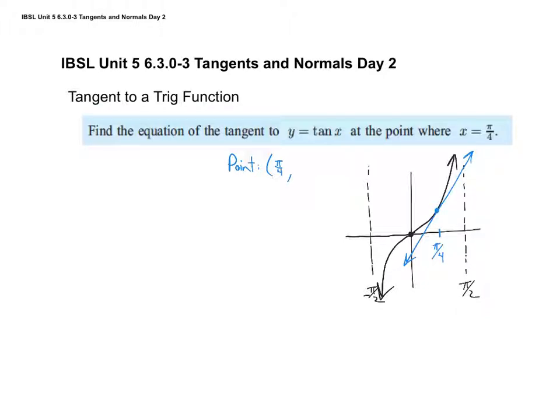Use the unit circle. So what's sine of pi over 4? Sine of pi over 4 is radical 2 over 2. And cosine of pi over 4 is radical 2 over 2. So it's radical 2 over 2 over radical 2 over 2, which would be 1. Okay? Tangent of pi over 4 is 1.